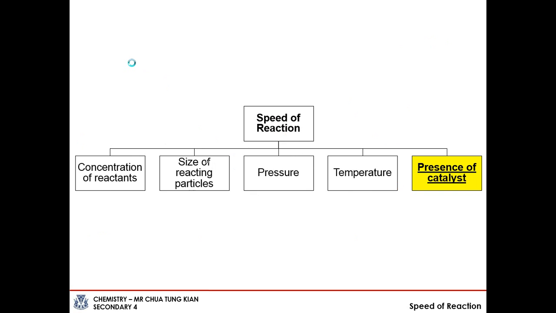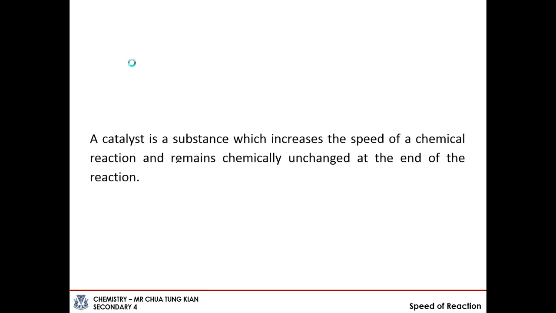The last factor which we'll be discussing is the presence of a catalyst. A catalyst can help to speed up a chemical reaction, but how does it do it? Let's go on to the definition of a catalyst first, which is a substance to increase the speed of a reaction, but remains chemically unchanged at the end of the reaction. So if I put catalyst A into a reaction mixture, at the end of the day, when I clean everything up and I purify and I extract, I will be able to get back my catalyst A.